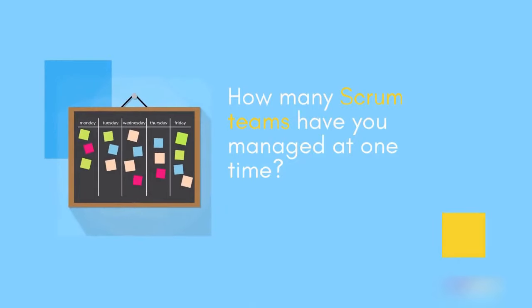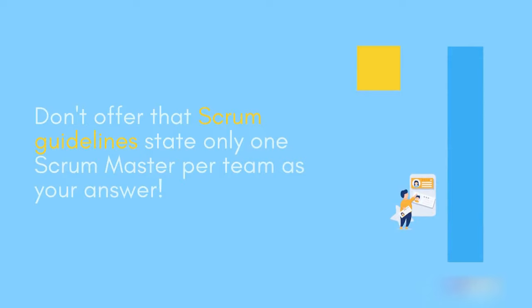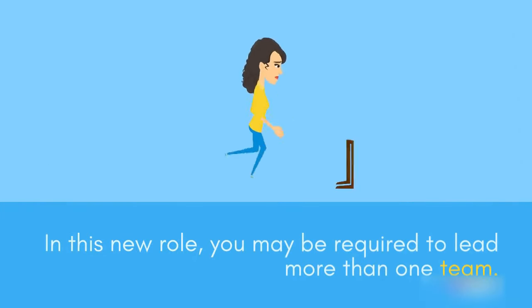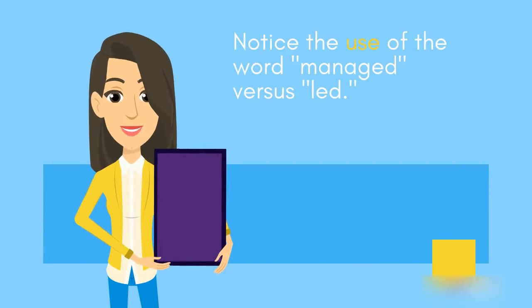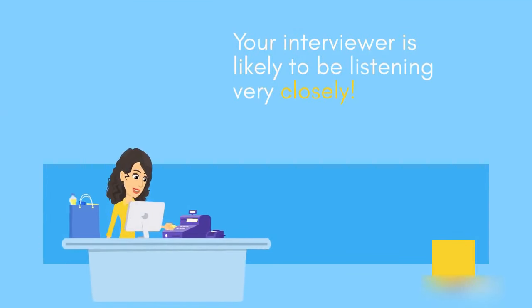Question 6. How many Scrum teams have you managed at one time? This is a popular question. Don't offer that Scrum guidelines state only one Scrum Master per team as your answer. In this new role, you may be required to lead more than one team. Notice the use of the word managed versus led. Scrum Masters do not manage, they lead teams, so be sure to use this word in your response. Your interviewer is likely to be listening very closely.